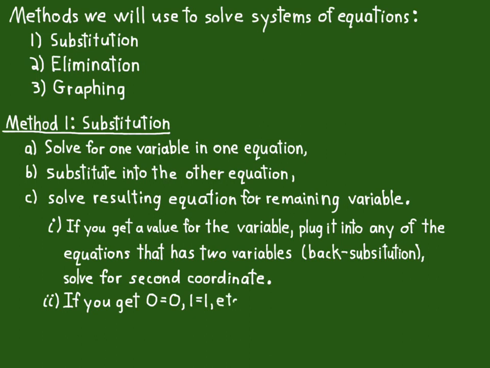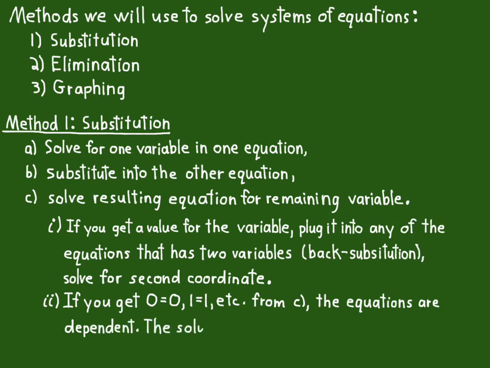2, if you get 0 equals 0, 1 equals 1, etc. from C, then the equations are dependent, which means you're going to have infinitely many solutions. And if you're doing 2 equations with 2 unknowns, they'll be of this form, curly bracket, parenthesis, x, comma, f of x, close parenthesis, such that x is in the real numbers.